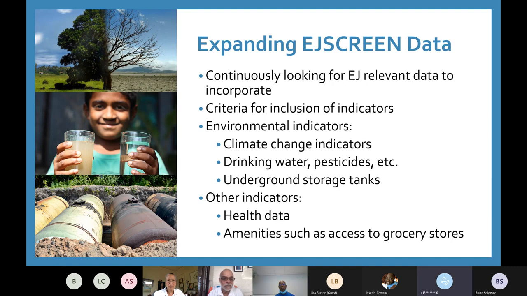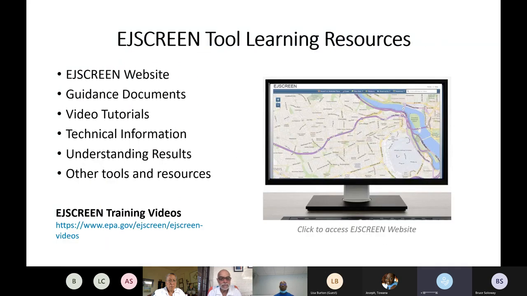Expanding EJScreen data. We're continuously looking for EJ-relevant data to incorporate, with criteria for inclusion of environmental indicators such as climate change, drinking water, pesticides, and underground storage tanks, and other indicators of health data and amenities such as access to grocery stores. So that's what we're looking at to expand EJScreen data.